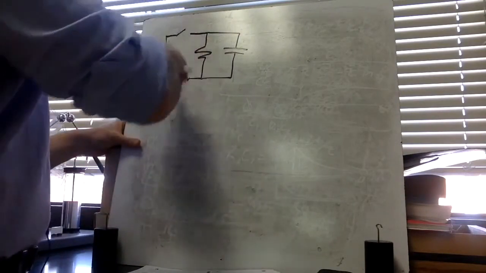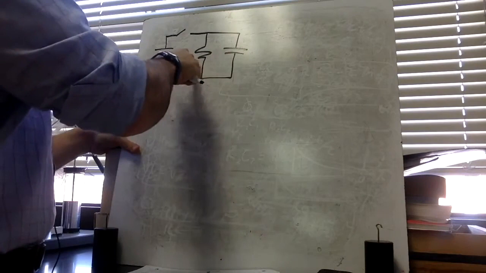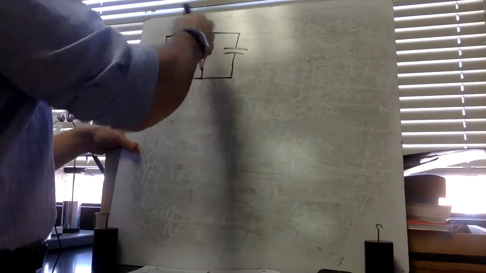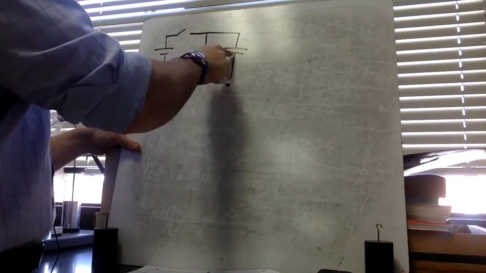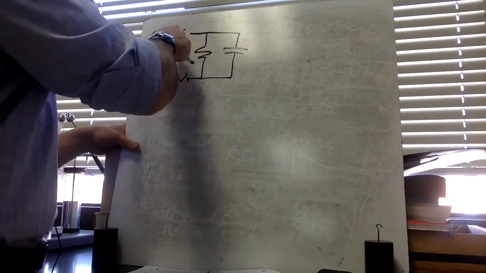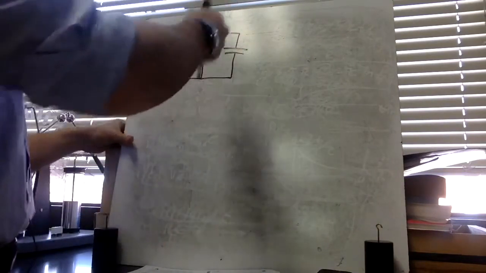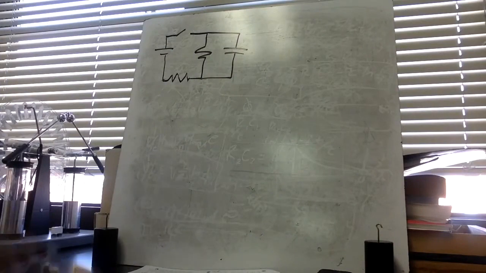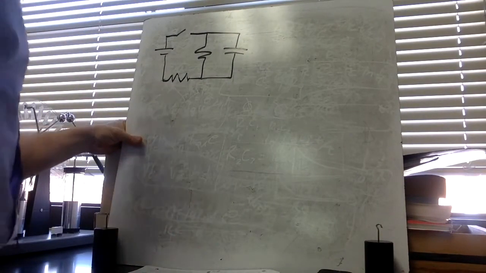So when this switch is first closed, all of the current will go through here. The current will bypass this because current would rather go through a wire than through a resistor. So this acts like a wire. And then after a long time, this is like an open switch. So after a long time, the current is going through here, and there's effectively 0 current through this.